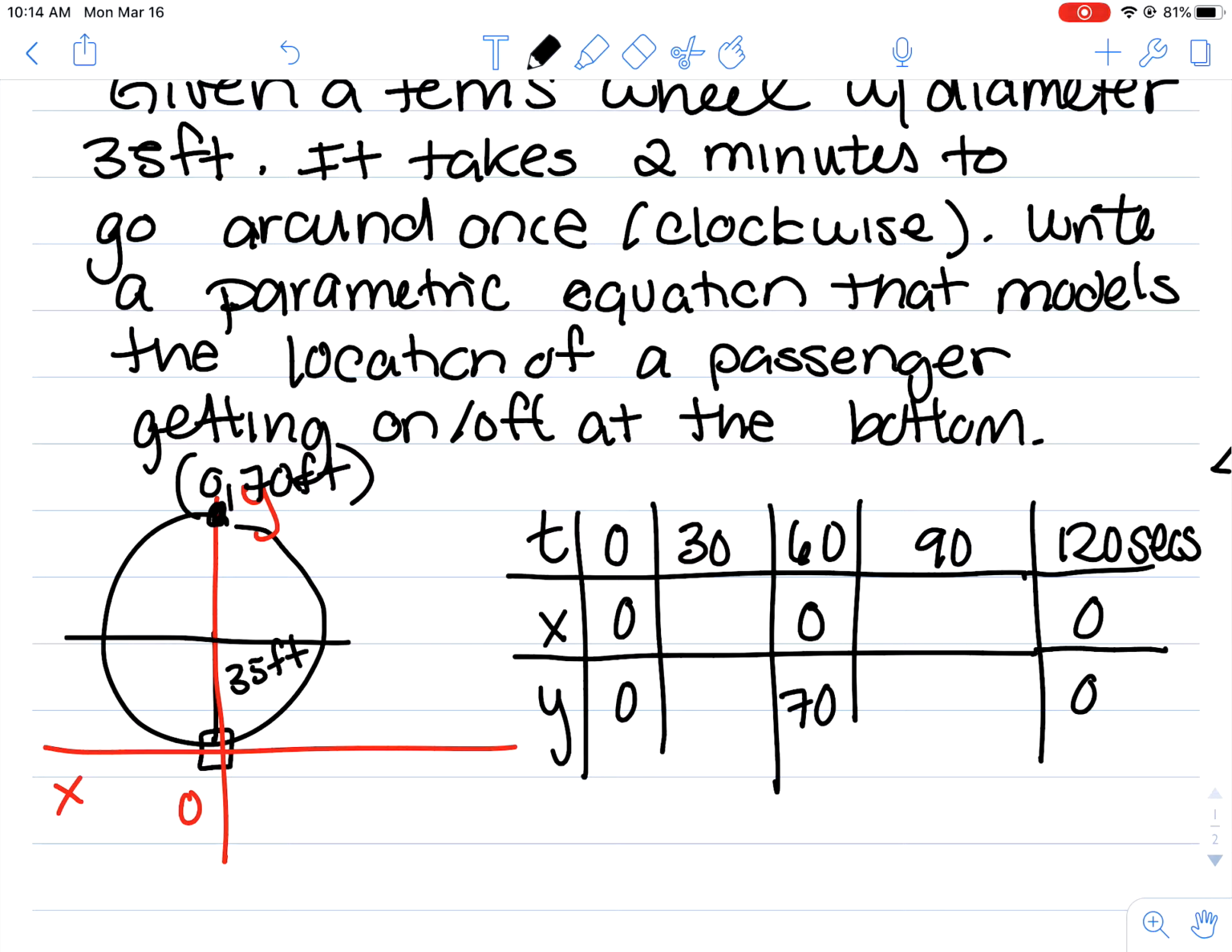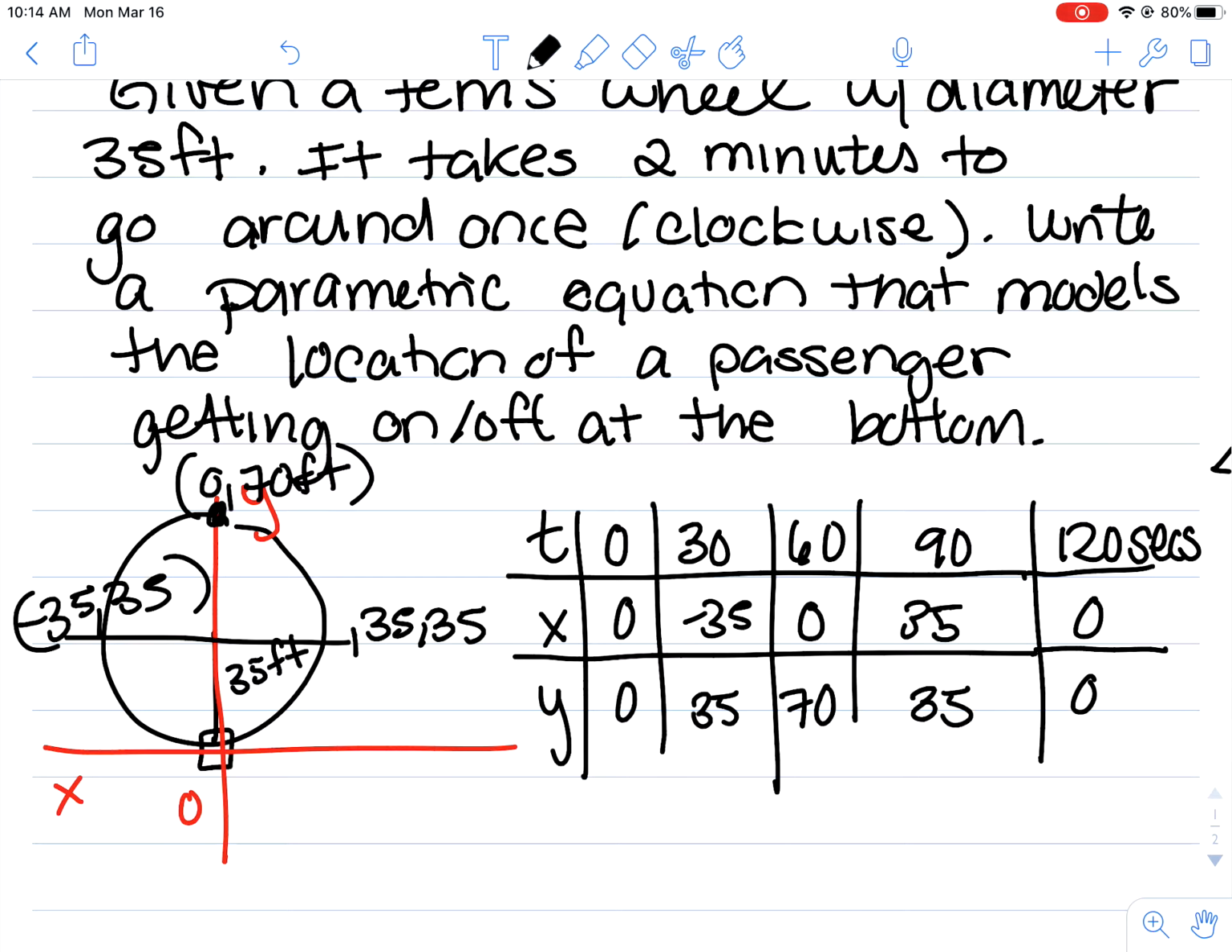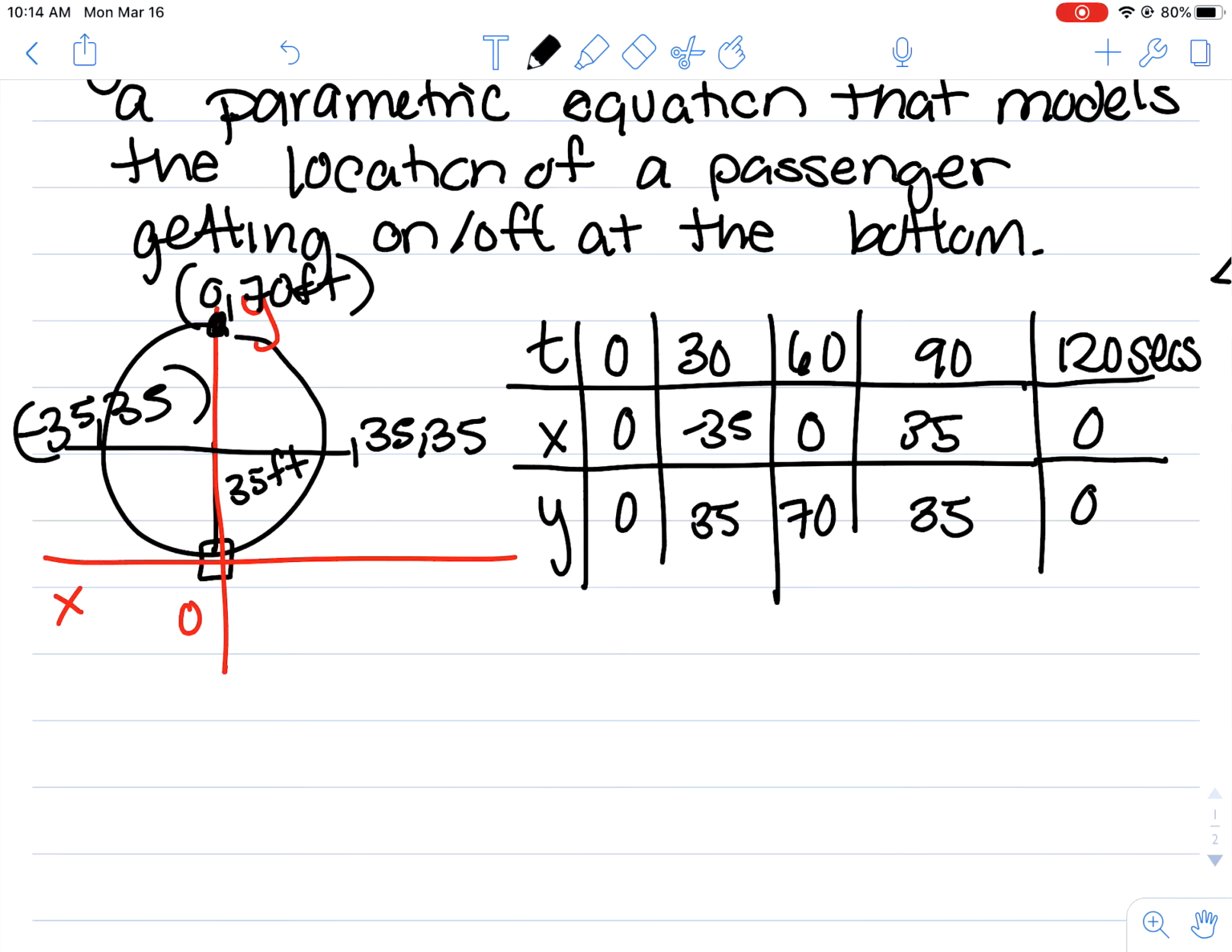And then a quarter of the way, at 30 seconds, if I'm going around clockwise, then I'm over here at negative 35, 35. And then 90 seconds in, 3/4 of the way, I'm at 35, 35. Okay, so then let's write a parametric equation for x and for y.